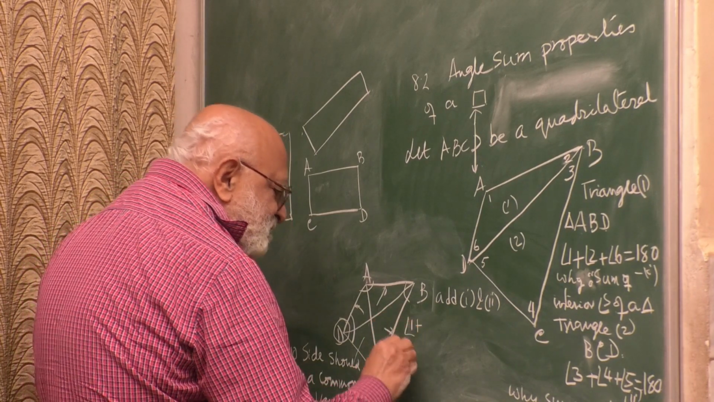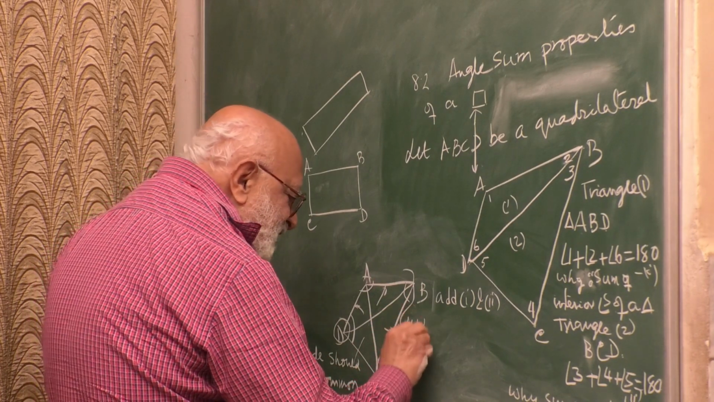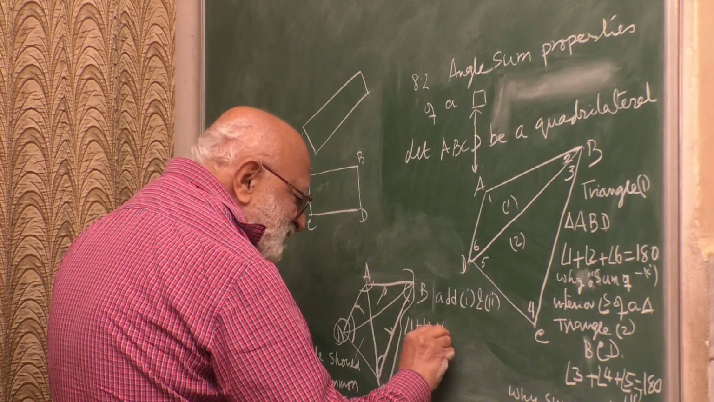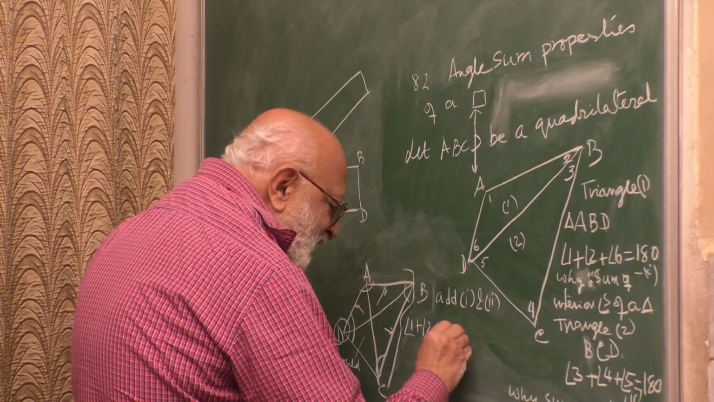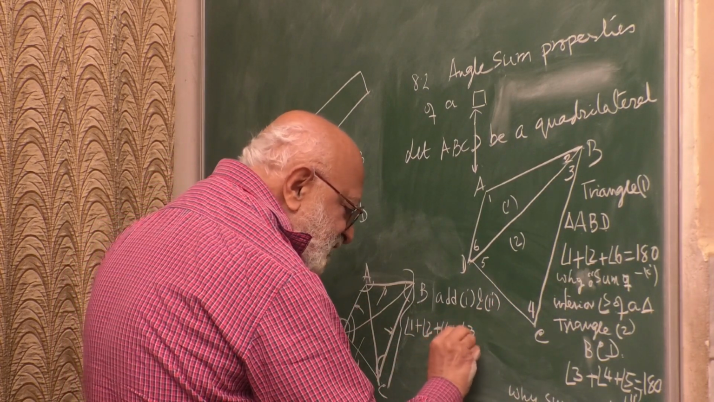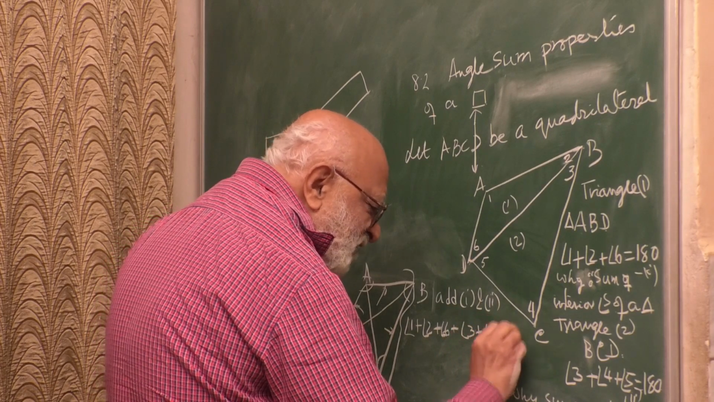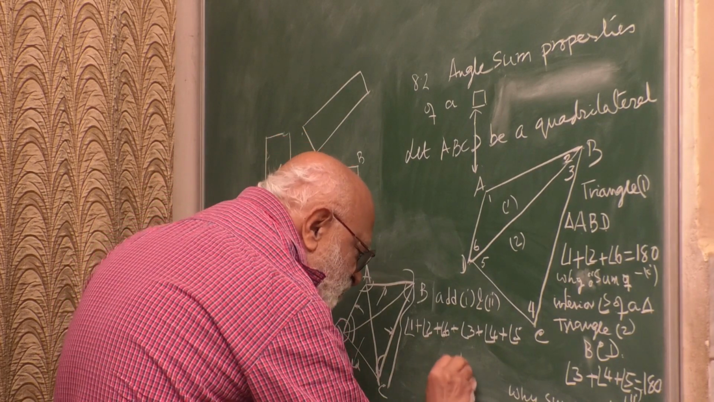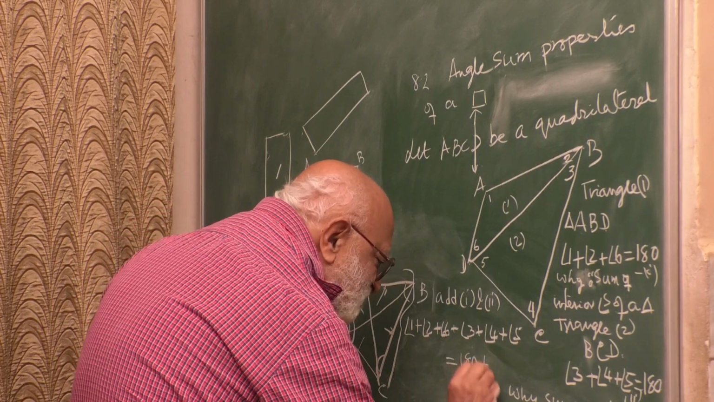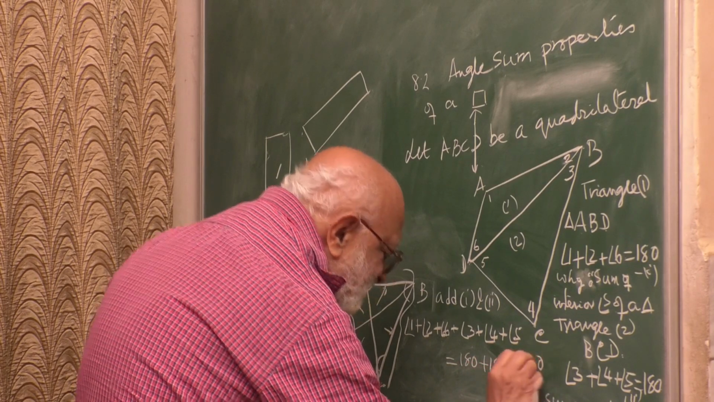Angle 1 plus angle 2 plus angle 6, okay, from this plus angle 3 plus angle 4 plus angle 5. So there are 6 angles, and this is equal to 180 plus 180, that is equal to 360. This is done.